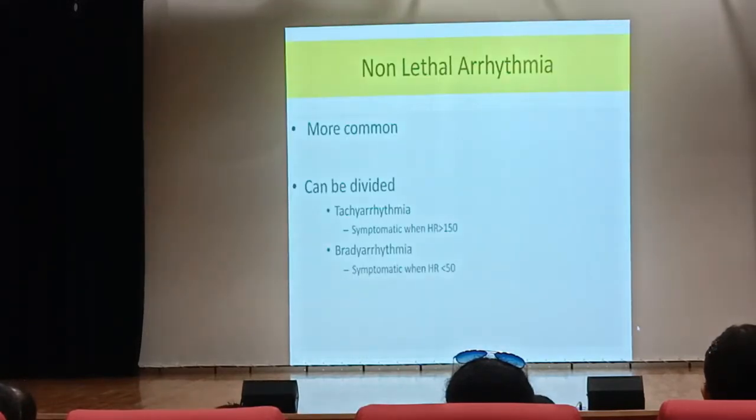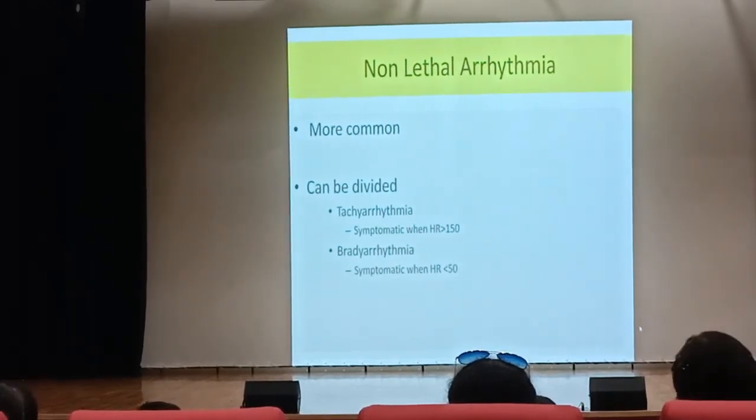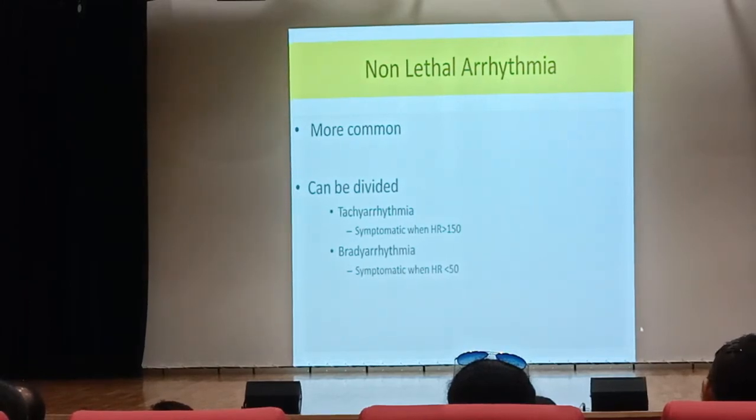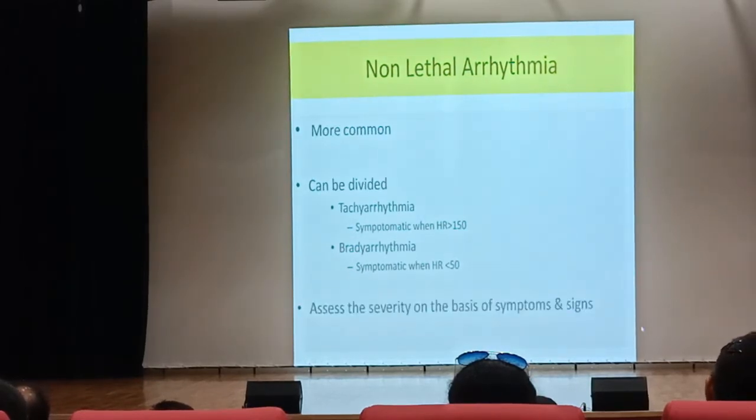Non-lethal arrhythmias are much more common and can be divided into tachyarrhythmias, when the heart rate is more than 150. Normally we say tachycardia when the heart rate is more than 100, but the patient becomes symptomatic only when the heart rate goes above 150. Similarly, we label bradycardia when the heart rate is less than 60, but usually the patient becomes symptomatic when it goes below 50. So again, you have to assess the severity on the basis of symptoms and signs.